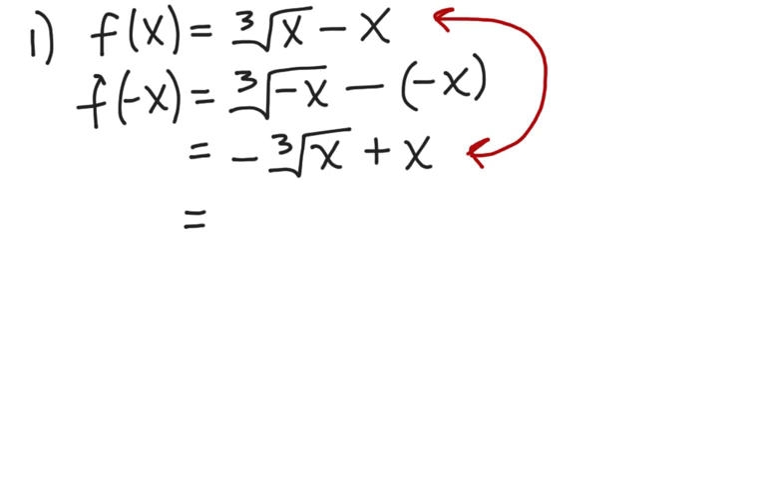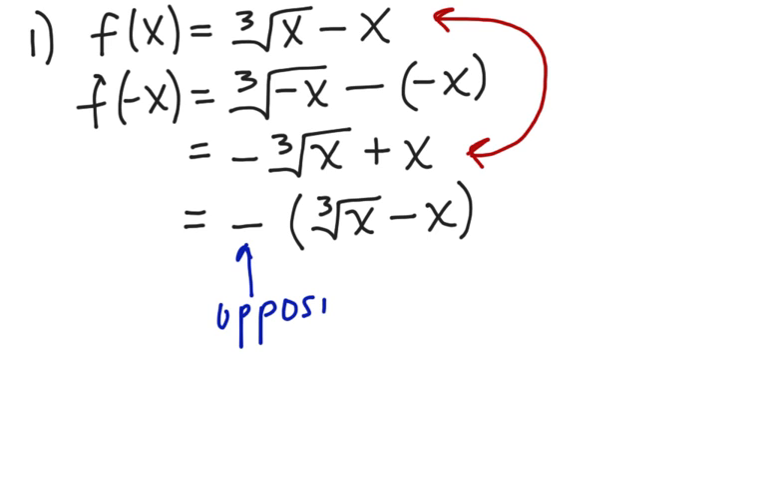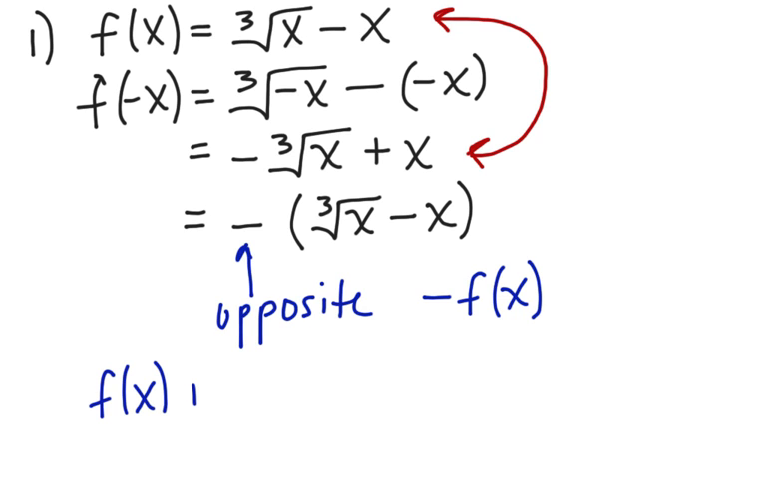And it turns out that they are opposites. And to see why, you might want to factor out a negative 1. So you'd be left with negative times the quantity cube root of x minus x, if you factor that out. And then compare that with the original, and you can see that this is the opposite of the original function. In other words, this is the opposite of f of x that we were given. And that shows that this function, f of x, is odd. So we say that f of x is an odd function. That's the type of function it is.